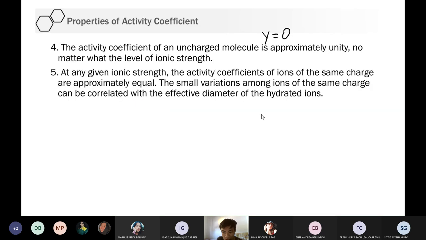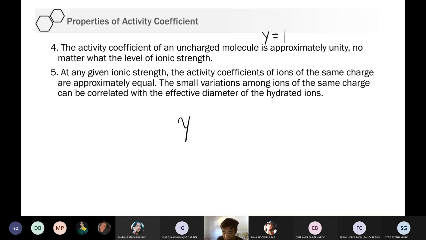So kapag ang ating molecule walang charge, gamma is equal to unity pala, equal sa 1 lang. So, walang magbabago. Equal pa rin siya sa 1. And lastly, at any given ionic strength, the activity coefficients of ions of the same charge are approximately equal. The small variation among the ions of the same charge can be correlated with the effective diameter of the hydrated ion. So, ano ibig sabihin yan? Kunwari you have copper 2+, barium 2+, no? They are almost the same. Saan lang sila nagkakaiba? They change depending on the size of the hydrated ions.